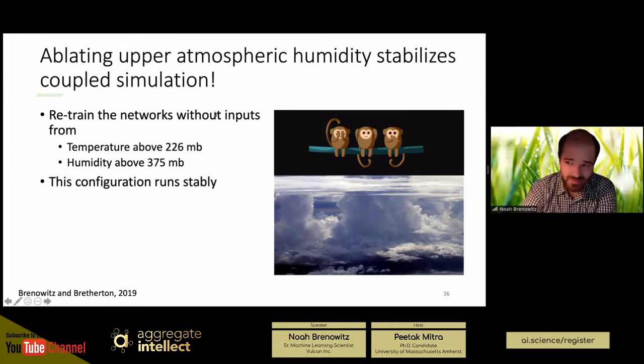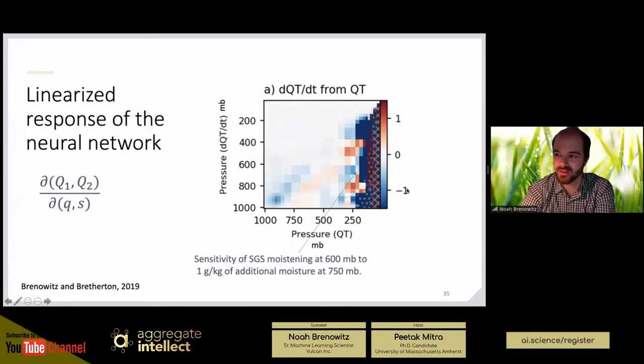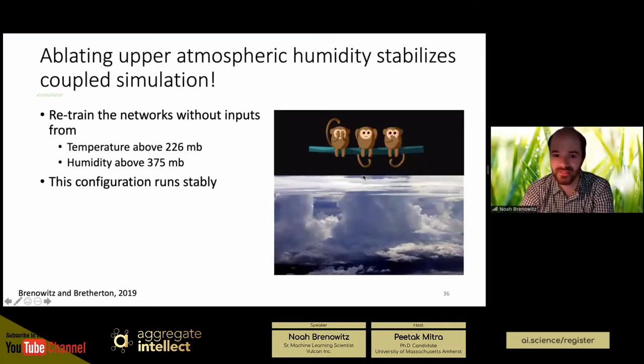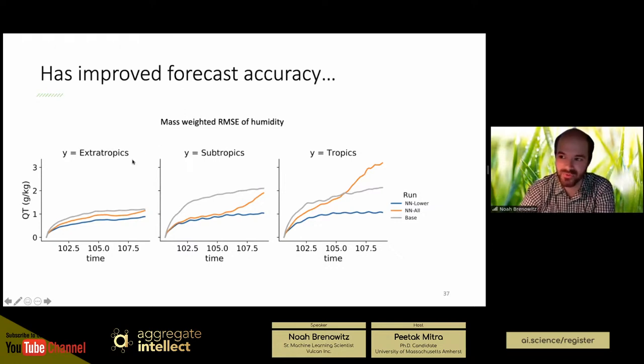And so we did the simple trick, which people are not a huge fan of. We call it ablation. We basically chop off the top half of the atmosphere when we train the neural network. We take a hear no evil, see no evil, speak no evil approach, and retrain this neural network, excluding those levels that had these strong sensitivities. When we do this, the configuration runs stably for as long as we want, and it has improved forecast accuracy.